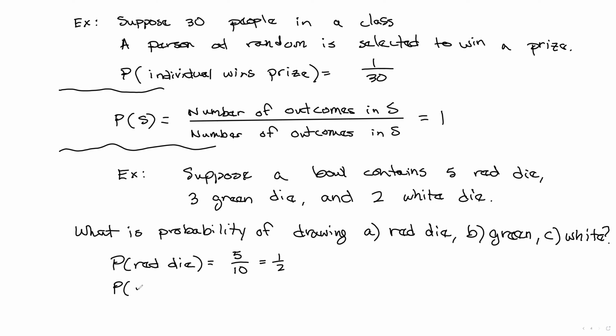The probability of a green die, again the same thing. If you numbered these green die, green die number 1, number 2, and number 3, there are 3 possible ways that you could get a green die. So there are 3 green die in the event space of drawing a green die, and 10 total die. So you get 3/10. And then the probability of a white die, there are 2 white die, so you get the idea. 2 out of 10 reduces to 1/5.